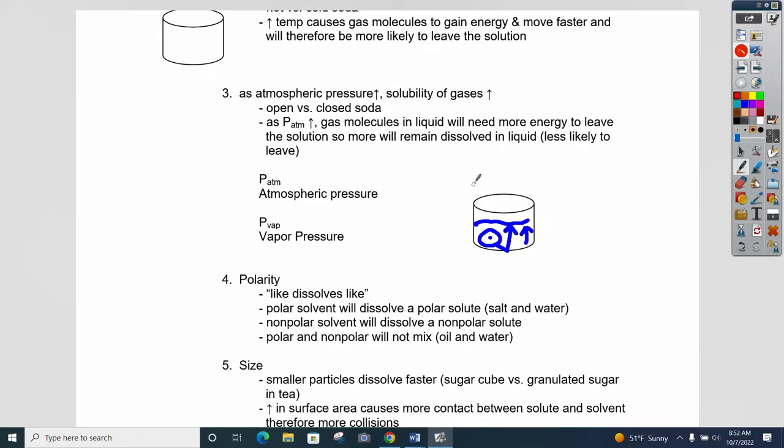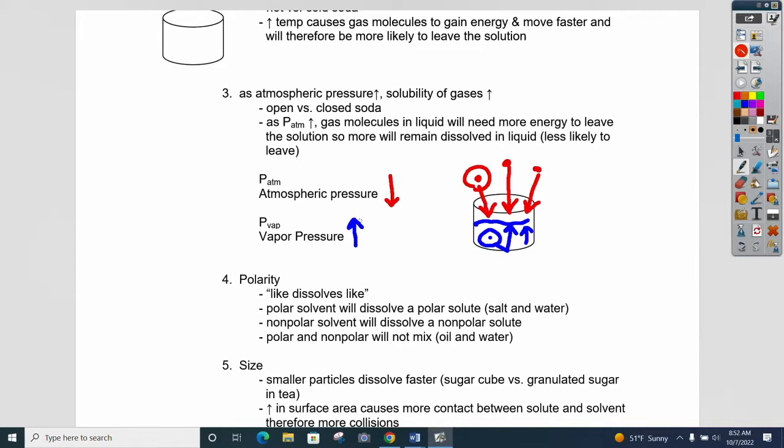Now, at the same time, you have gas molecules in the air, in the atmosphere, bouncing around, moving randomly and chaotically. When they come into contact with this liquid, they are going to bounce onto the surface of the liquid and exert a force on the liquid. That downward force exerted by gas molecules in the air bouncing on the surface of the liquid is called atmospheric pressure. Vapor pressure is the upward force exerted by molecules in the solution as they leave the solution.